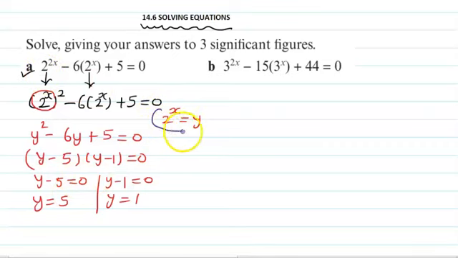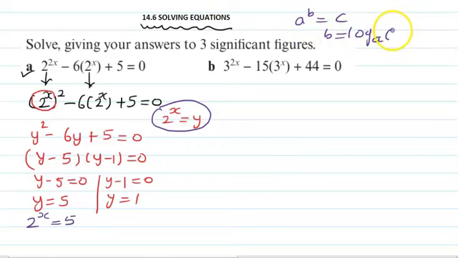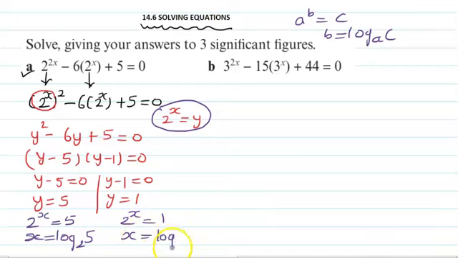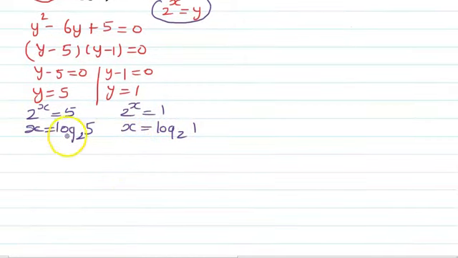Here 2 to the power x equal to y. Replace y with 2 to the power x. So 2 to the power x equal to 5. And using the rule a to the power b equal to c, we can write b equal to log base a of c. So here we can write x equal to log base 2 of 5. Similarly here 2 to the power x equal to 1, and you can write x equal to log base 2 of 1.